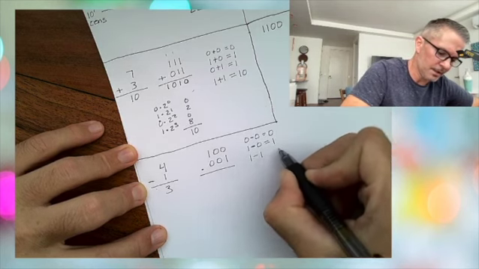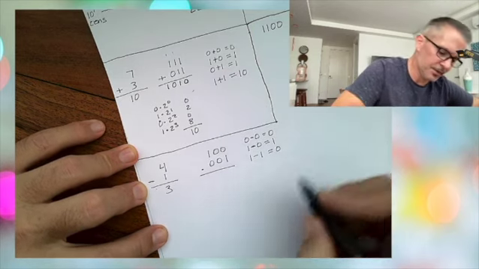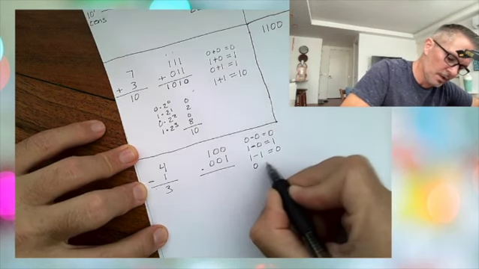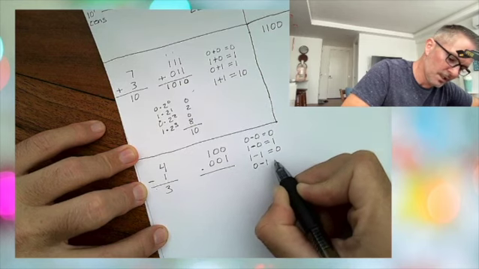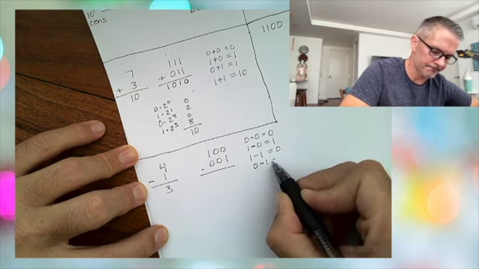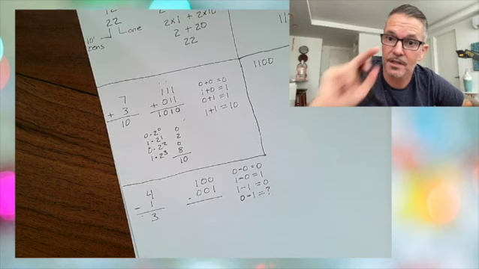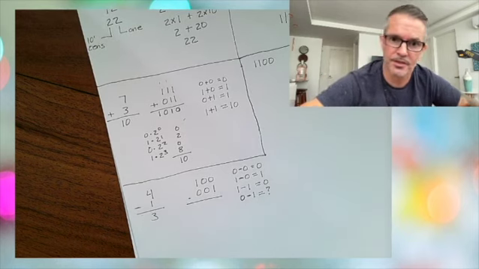1 minus 1 is 0. And now here's the tricky part. 0 minus 1 equals... you can't really subtract 1 from 0, can you? If you have nothing and you subtract one thing from it, it doesn't work. So here's the special rule you need to understand.